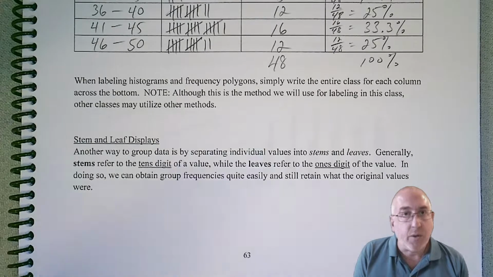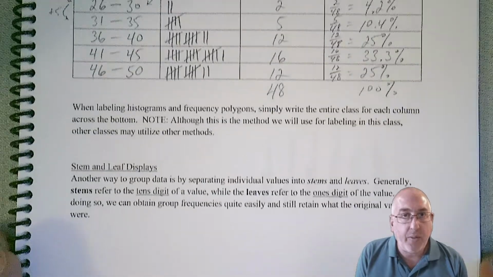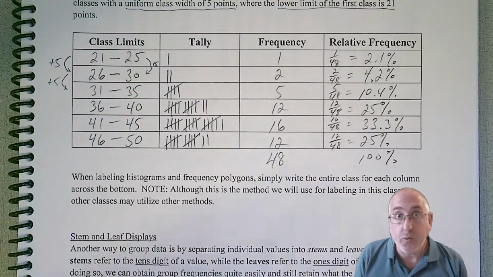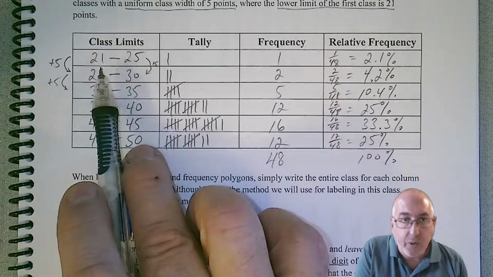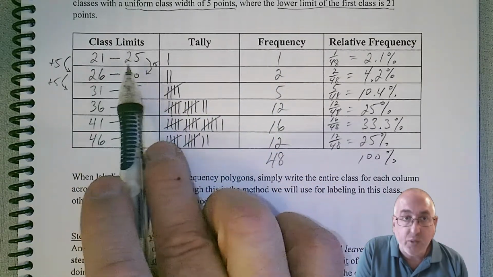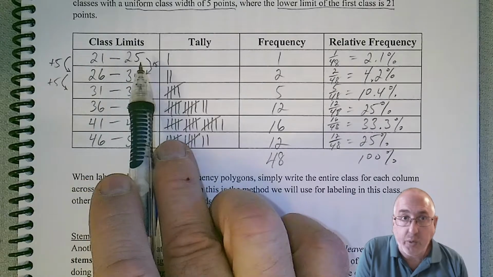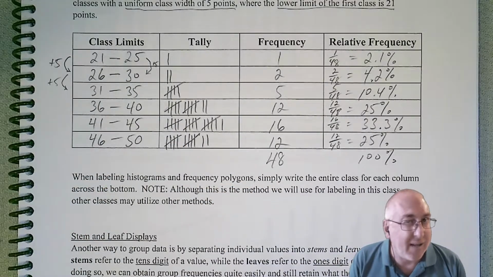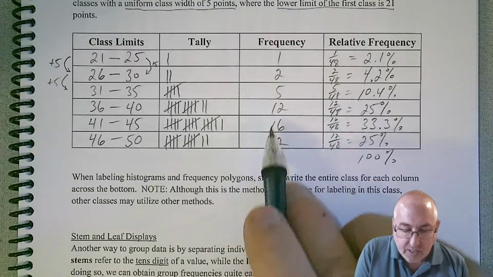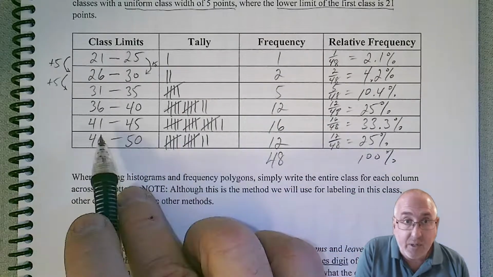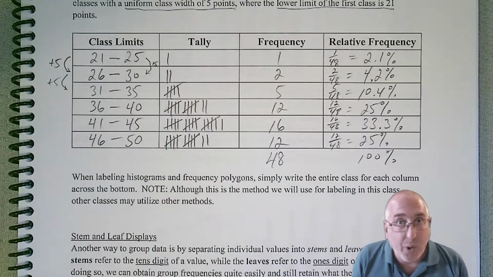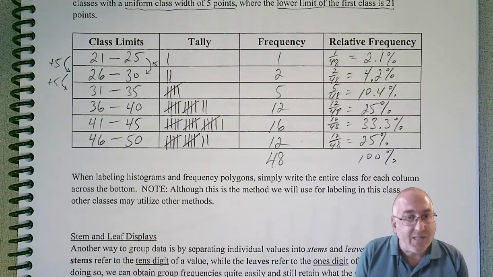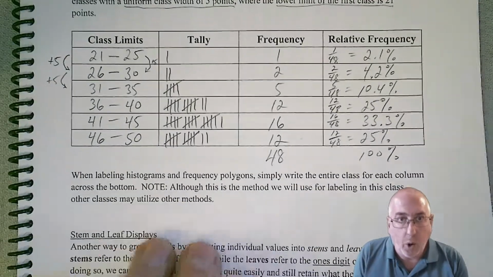So that's one of the problems with a frequency distribution or a group frequency distribution, is that I know that there's one value in this range of numbers from 21 to 25, but I don't know what number it is. Same idea with all these other cases. There's 16 numbers in this range of 41 to 45, but I don't know what numbers they are. With stem and leaf displays, we will know what they are. So let's try it out.